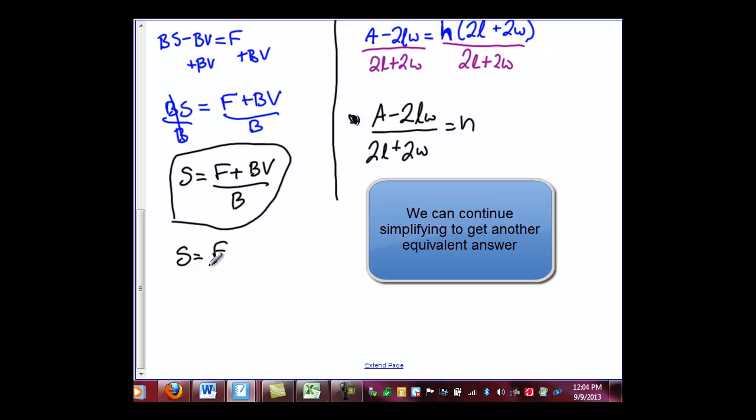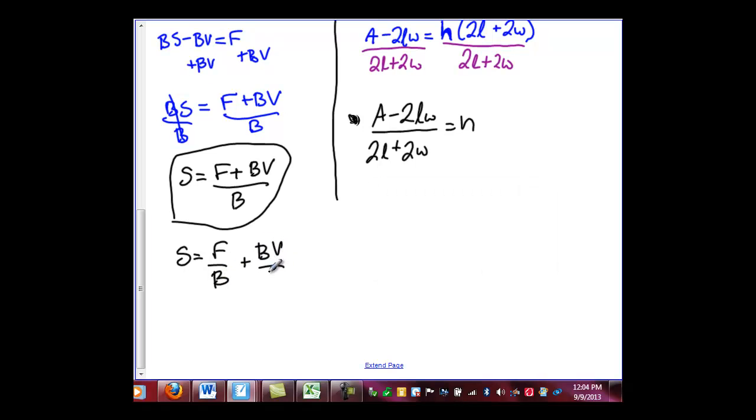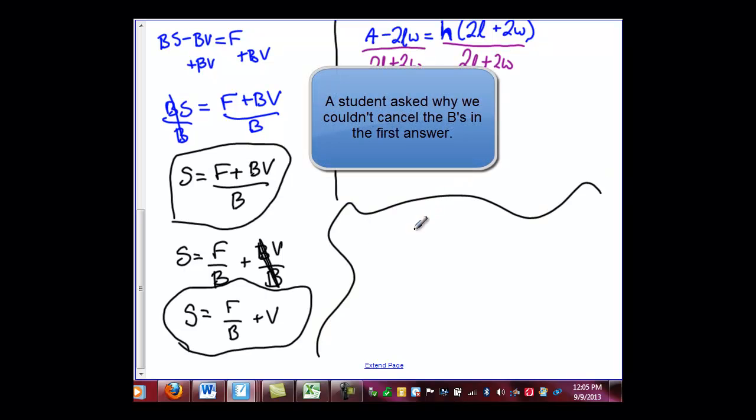And all I'm doing is putting the b under both pieces. So it's still equivalent. But hopefully you guys see that over here the b's cancel, right? So then you are going to end up with s equals f over b plus v. Either one should work. So just kind of the way that the fractions are going to work.